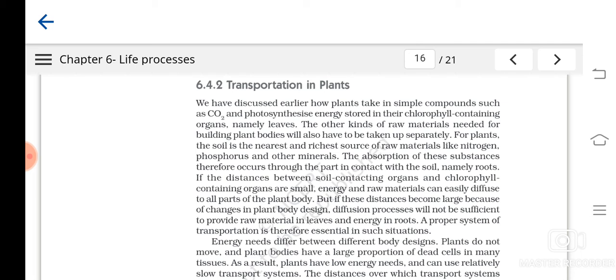Then, which is the energy requiring process? It is the translocation. And ascent of sap is not an energy requiring process, isn't it? Energy is not required. It's a passive process. So these are some of the differences between what? Ascent of sap and translocation. So this much is clear.